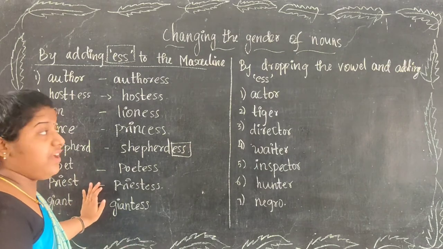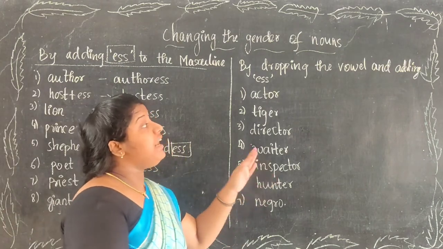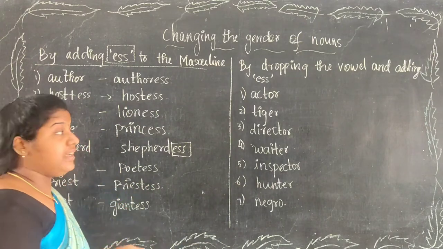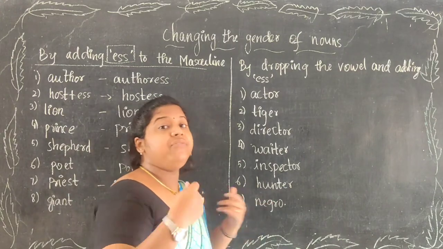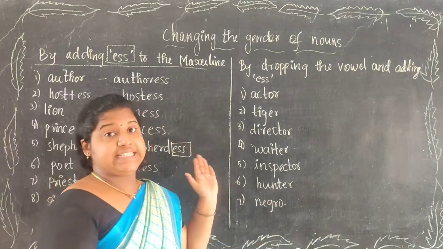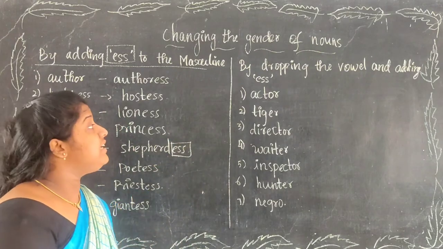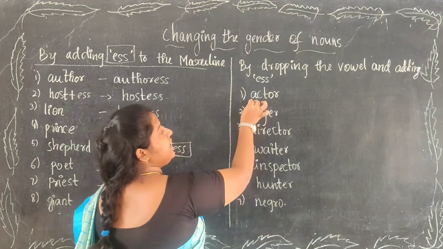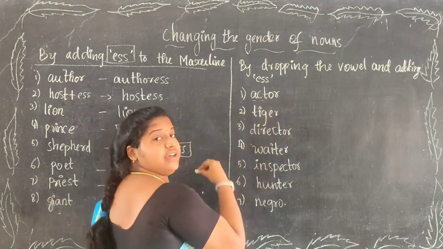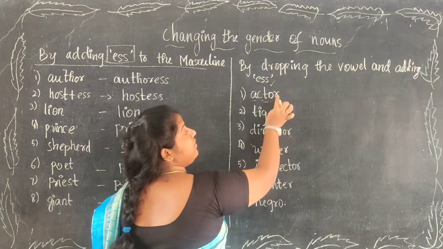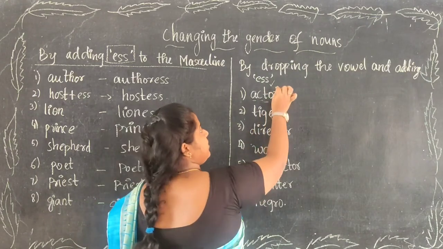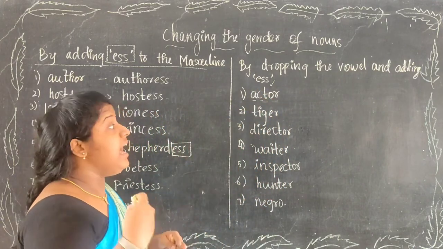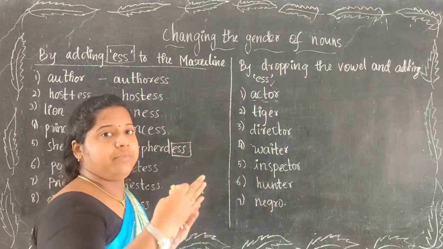Okay, have it clear with this way. See here: by dropping the vowel and adding ESS. Now we added only the ESS to the masculine gender. But in this way we have to drop the vowel from that letter and then add ESS to form a feminine gender. See here, actor. Which is a vowel? A is a vowel, C is a consonant, T is a consonant, O is the only vowel, and R is a consonant. So we have to drop that vowel in the word and then add ESS to form a feminine gender.